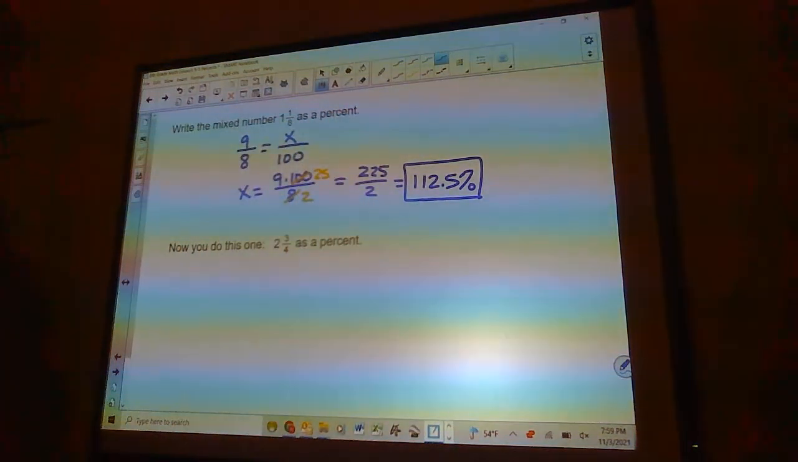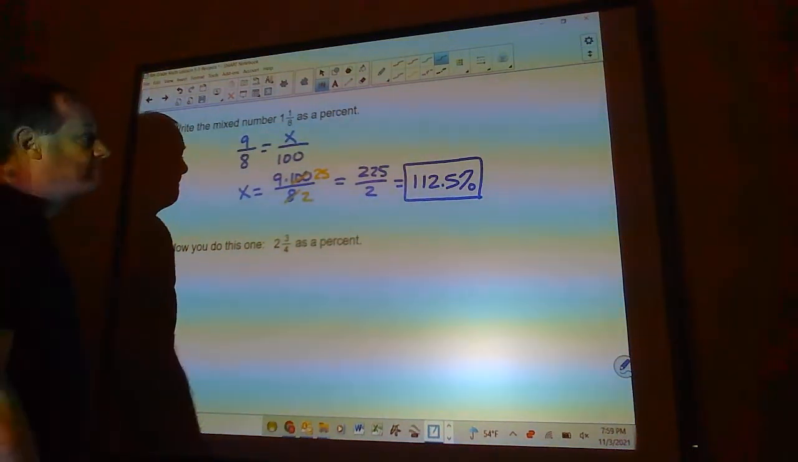Okay, you get to do this one. 2 3/4 as a percent. Go ahead and pause the video here, solve this problem, and then jump back on and see if you got it right.